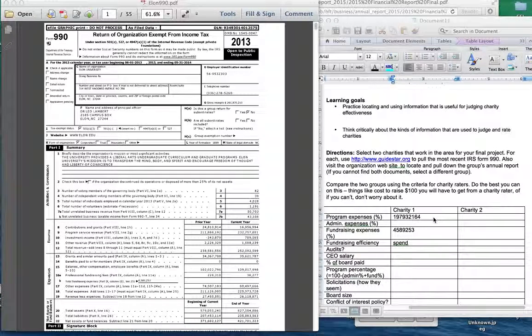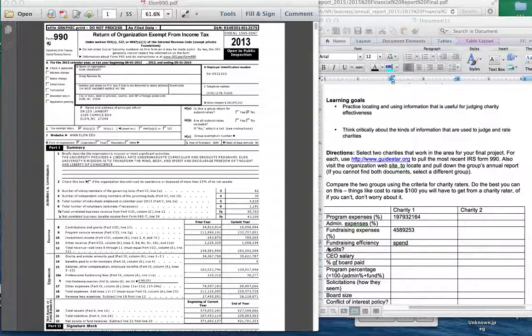This is an example of how to fill out the charity evaluation exercise that you guys did in place of a response paper for this week, because some of you said you were confused about how to do that. I'm going to show an example by using the 990 form from Elon that we downloaded in class last week, and there's also a copy of it up on Moodle. And it was downloaded from GuideStar, just like you guys did for your projects.